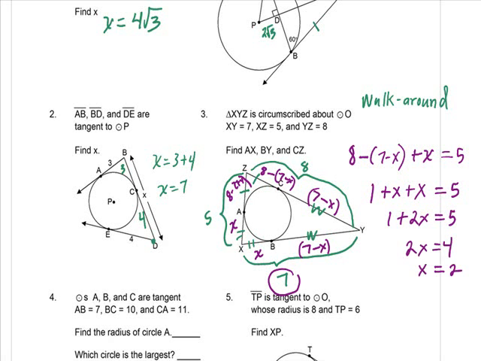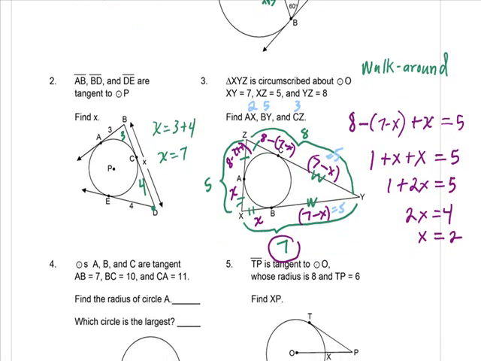So if x is 2, I know that AX is 2. We have found one length. And then what is going to be BY? 7 minus 2, or 5. So these are all 5s. And then it wants CZ. Well, CZ and CY have to add up to 8. So what's CZ? 3. Any questions on the walk around?